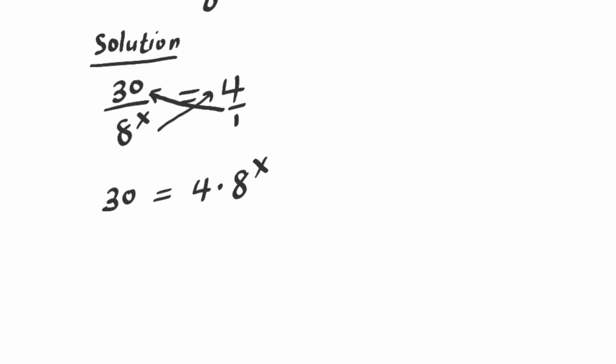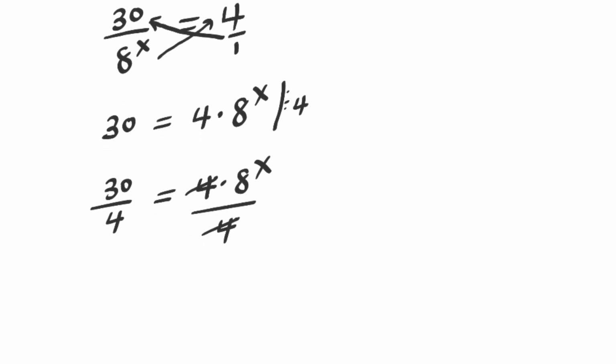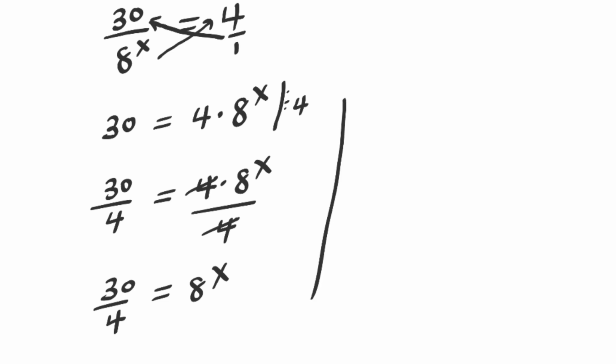Now let us divide both sides of this equation by 4. We have 30 over 4 is equal to 4 multiplied by 8 raised to power x over 4. This 4 cancels this 4. Then we have 30 over 4 is equal to 8 raised to power x. Then you can see this can be written as 8 raised to power x is equal to 30 over 4.